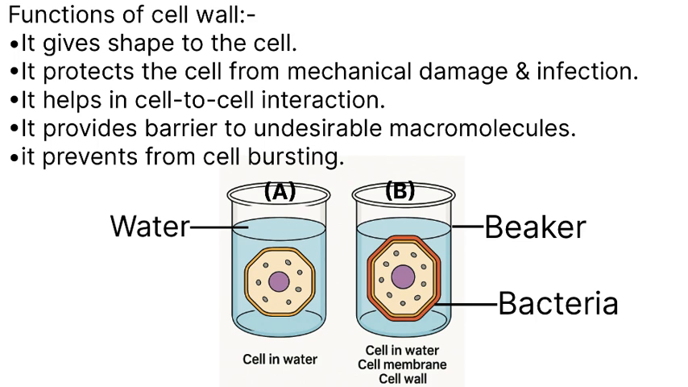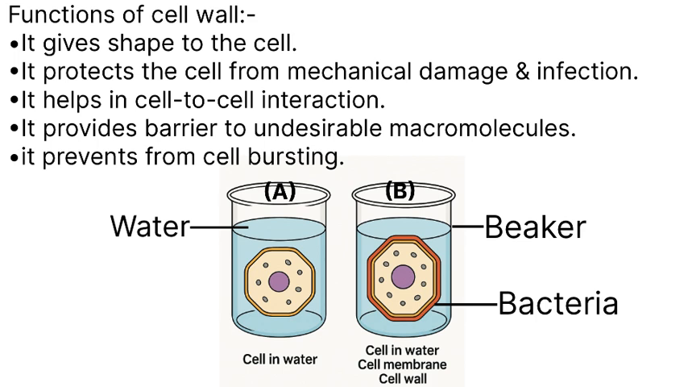Now suppose we have two beakers filled with water, named beaker A and beaker B. In both of them, we'll take the example of bacteria. There is one bacterium in each of them. In beaker A, there is a bacterial cell with only a cell membrane, and in beaker B, we have another bacterial cell with both the cell wall and cell membrane together. Now we will see what's going on inside the beakers.